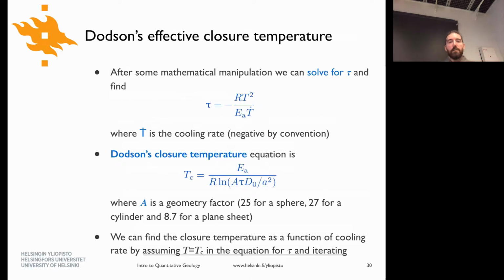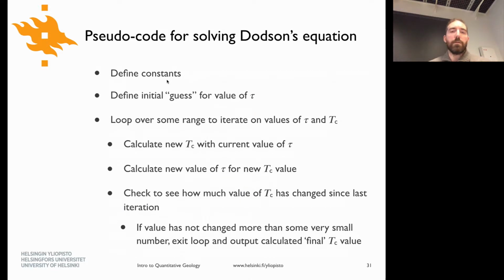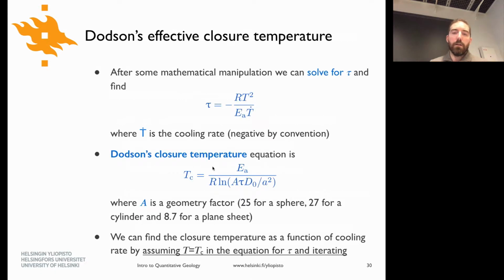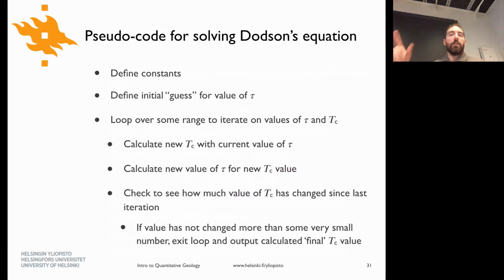So if you want to solve this Dodson's equation to find a closure temperature, basically you have some constants like activation energy and other things that you define. You have some initial guess value for tau, because to calculate the closure temperature, you need to have some value for tau. It really doesn't matter what you put, because if you solve this in an iterative way, just calculate the value of closure temperature and then update your value of tau with the new closure temperature estimate and just kind of loop over that a few times, it very quickly converges to a solution. Kind of doesn't matter too much what you guess at first.